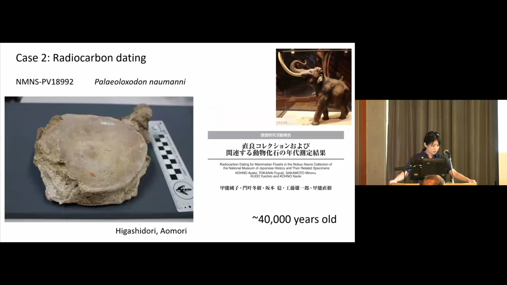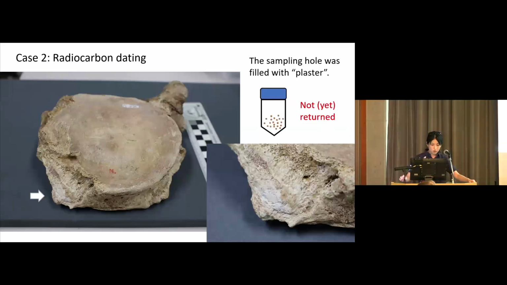And this is the second case, and this is a neck bone of a Palaeoloxodon naumanni, a very endemic elephant that used to live in Japan. And this was sampled for radiocarbon dating, and the bone powder was collected by drilling here. And then the drilled hole was filled with some sort of plaster material by the researcher group. And I also want to emphasize that a replica of this fossil was not made because the drilling portion is much smaller than the entire fossil.